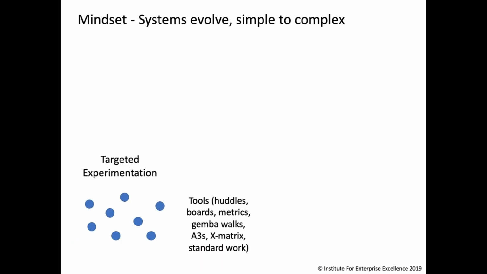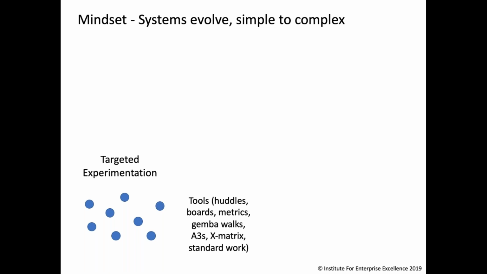So first of all, mindset. One of the key mindsets to think about is this idea that systems evolve going from simple to complex. Now, what does this look like? Well, early on, it might look like a bunch of tools. Think about leader standard work. It could be a form. It could be going on a Gemba walk. It could be measures that people are looking at.